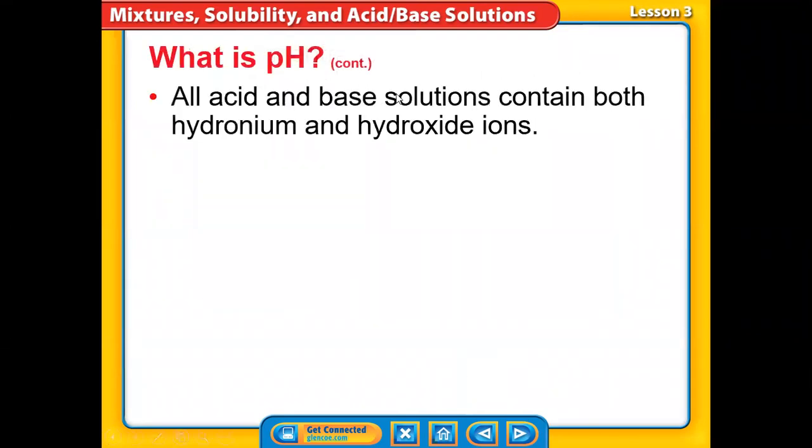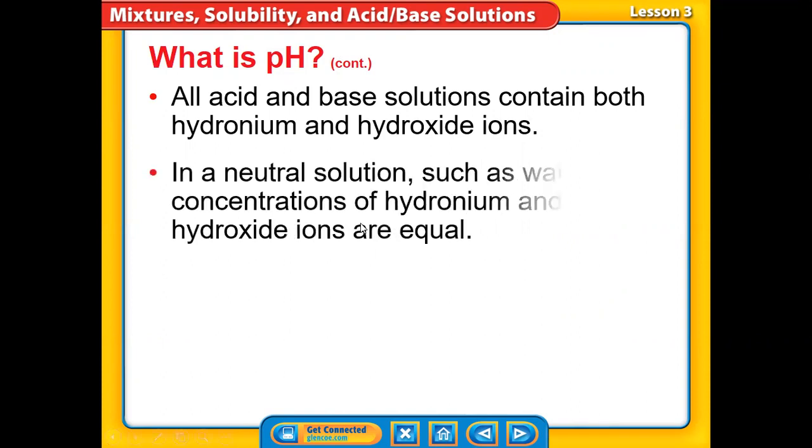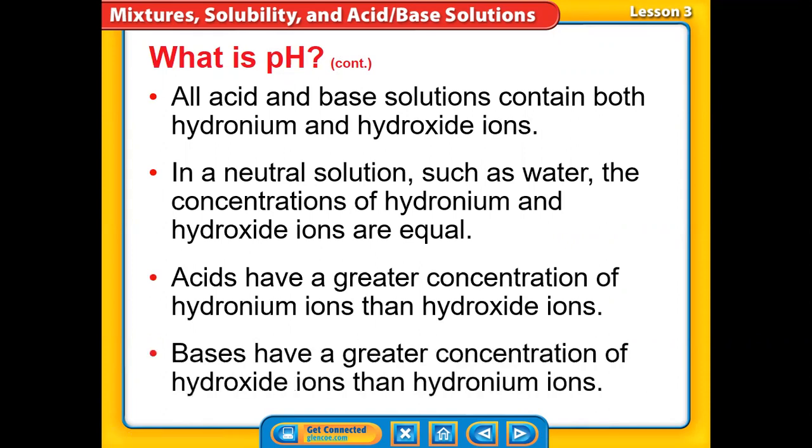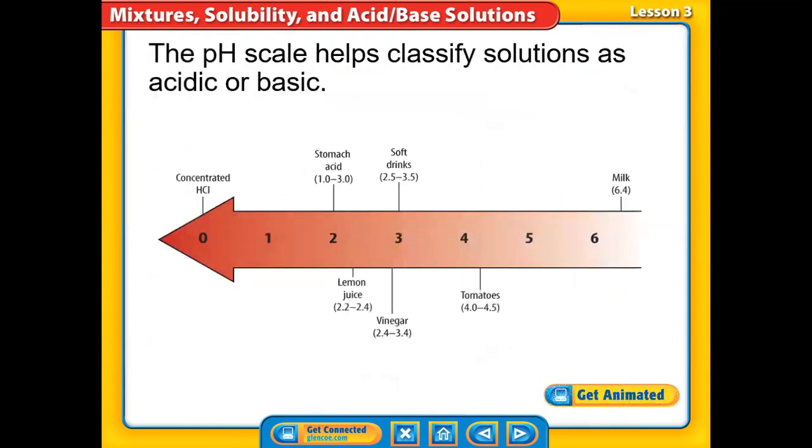So we ask here, what is pH? Acid and base solutions contain both hydronium and hydroxide ions, as we said. Regarding this, we calculate the amount of hydronium ion in a neutral solution like water. We said the concentration of hydronium ion equals the hydroxide, so there is no acid or base. But once we have a greater concentration of hydronium ion, that will be an acid, and if we have a greater concentration of hydroxide ion, that will be a base.